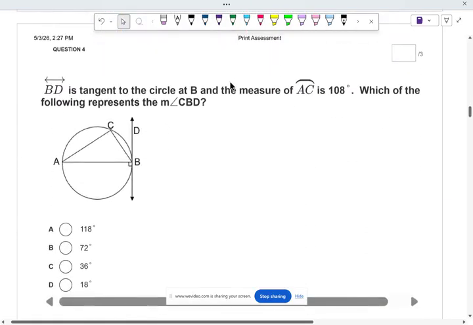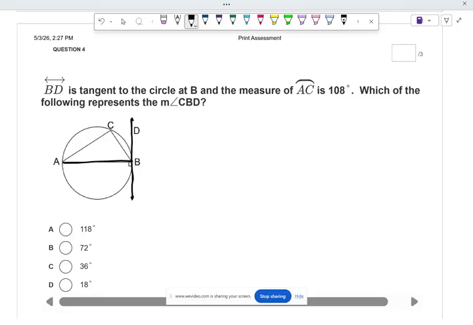All right, number 4. Line BD is tangent to the circle at point B. So y'all, let's notice where line DB intersects with segment AB, there's a right angle. That right angle is important. We don't really care about all these words, tangent and all that. We just care that, look, there's a right angle right there. I'm going to make it bigger.